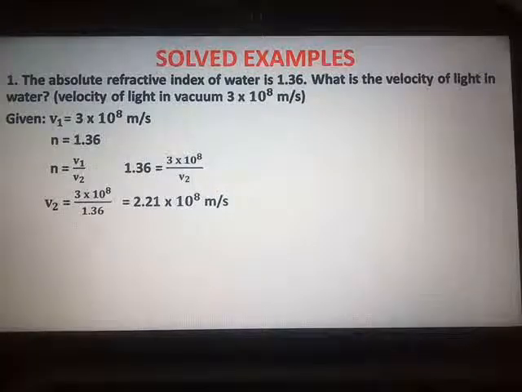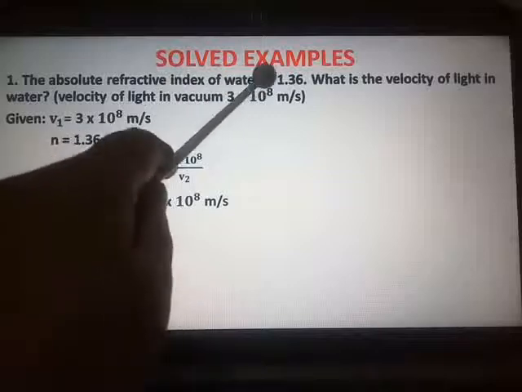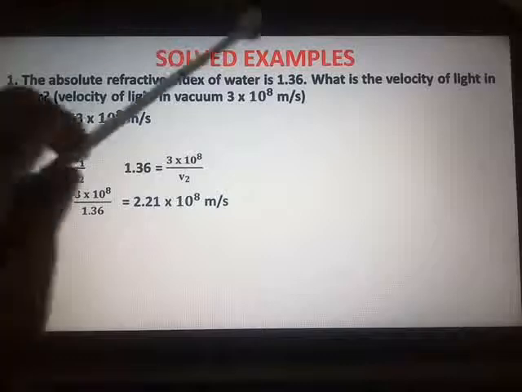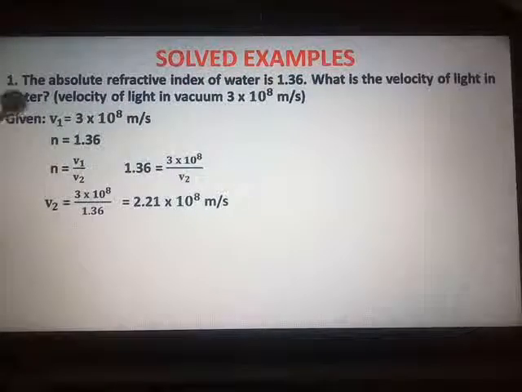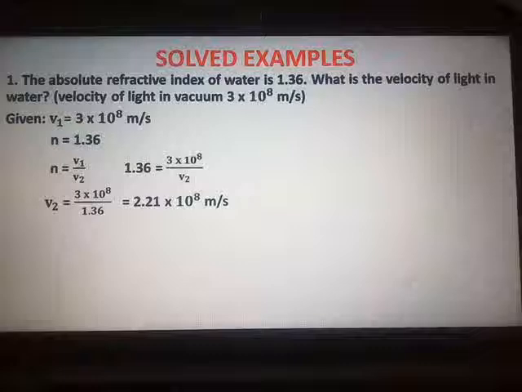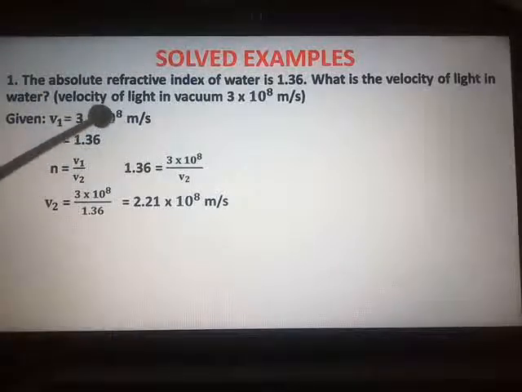The first one: the absolute refractive index of water is 1.36. Absolute refractive index is given. What is the velocity of light in water? The velocity of light in vacuum they have provided. It is 3 into 10 raised to 8 meters per second. As usual, first we will write what is given. So they have given the velocity of light in vacuum. So V1 is equal to 3 into 10 raised to 8 meters per second.